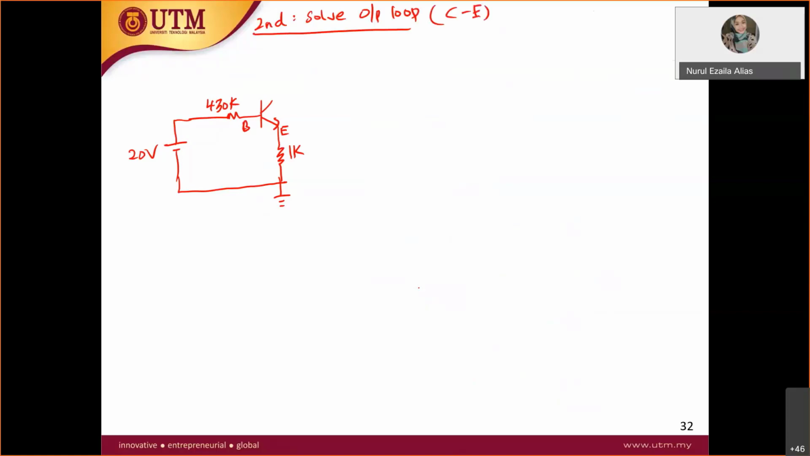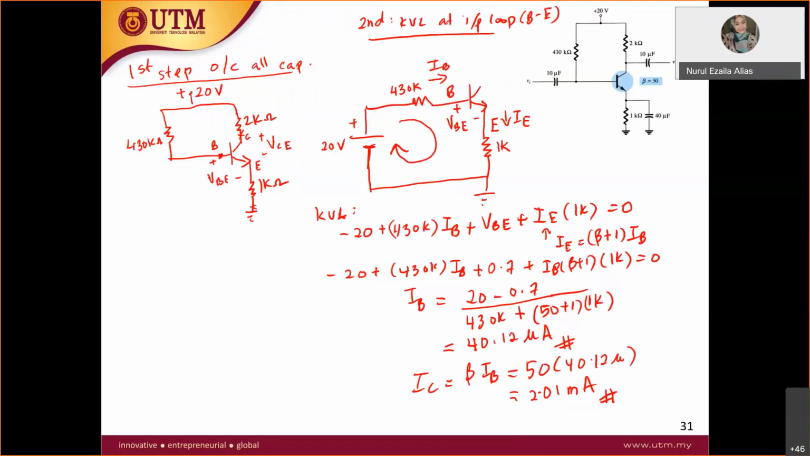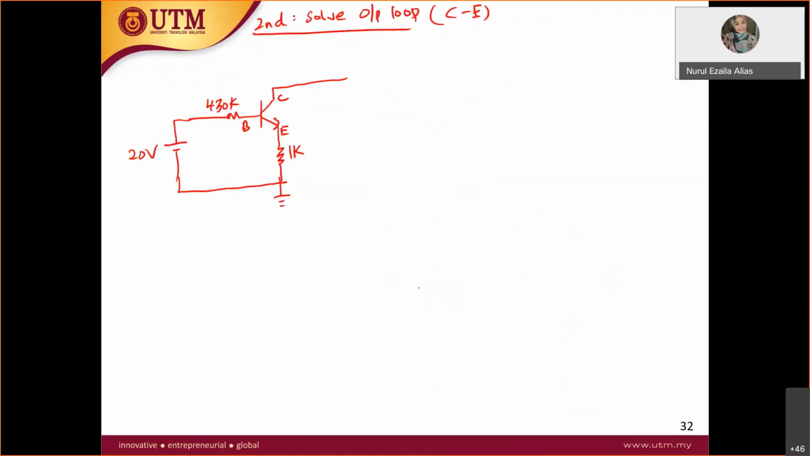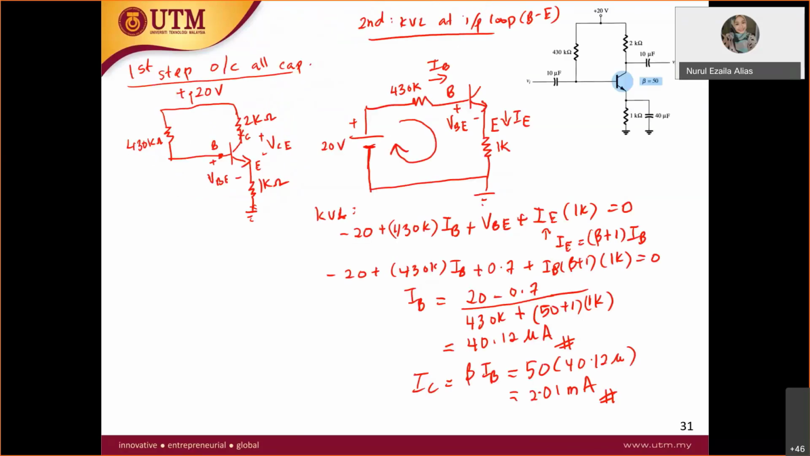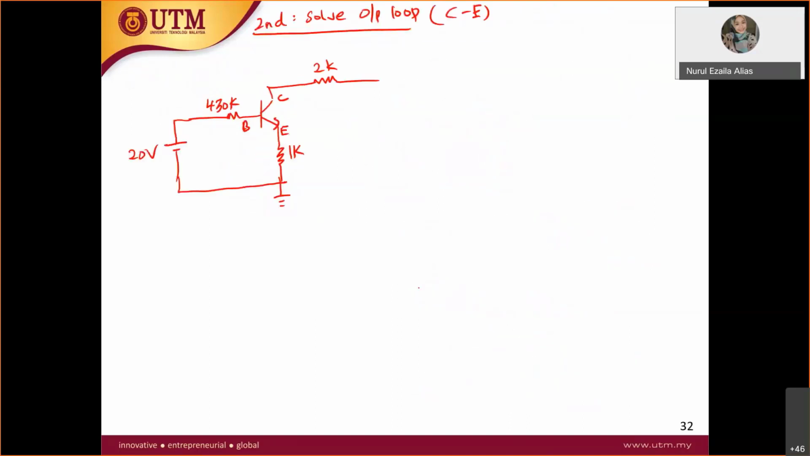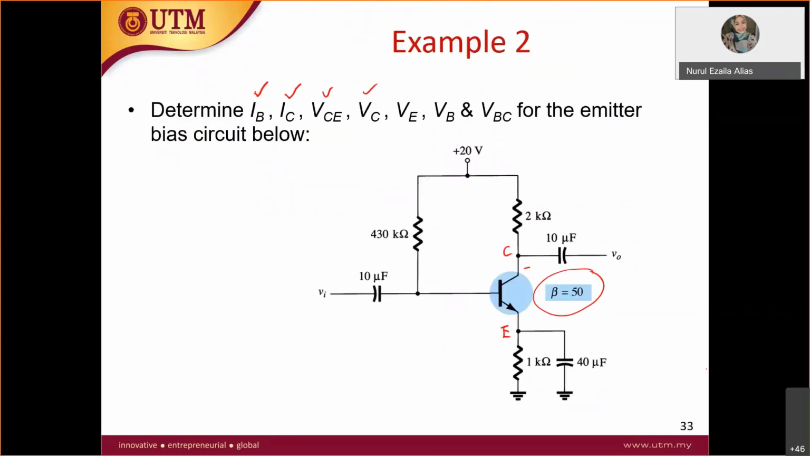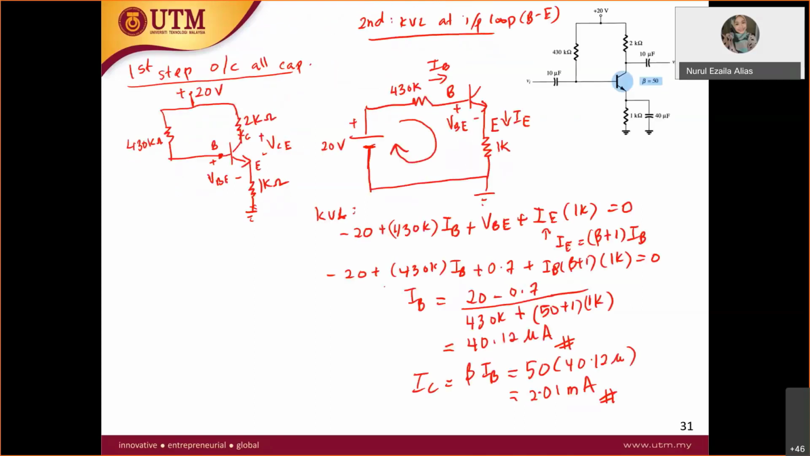So from collector, this is your collector. What do you have here? From collector, you have resistor 2K, and then resistor 2K is connected to plus 20 volt. Then you have plus 20 volt. And then the negative, where does it go? It will go to the ground.